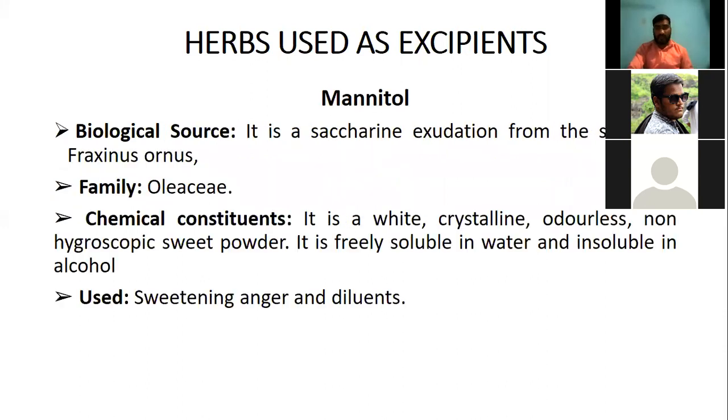Yesterday I gave another example. It is one of the costliest excipients, which we use in chewable tablets. The biological source of mannitol is the saccharine exudate obtained from the stem of Fraxinus ornus. This is the botanical name of the plant, from which you can obtain the saccharine exudation that contains mannitol. It belongs to family Oleaceae. Simple laxatives, you can remember it: Oleaceae.